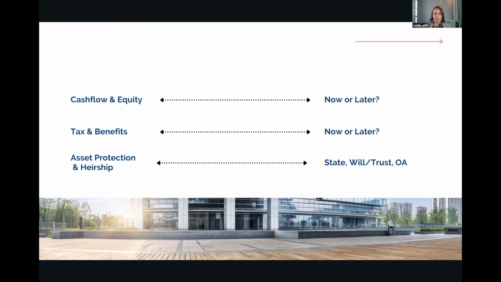Same thing with tax benefits, right? Do you want that now, or do you want that later? And that will help determine whether you're going to invest jointly with a spouse, as an individual, or as an entity. And then the last one to consider is the asset protection and heirship. So again, when you're investing with an entity, it's already built in. But if you're investing as yourself or jointly with a spouse, that is not built into the investment. So you definitely need to keep that in mind.